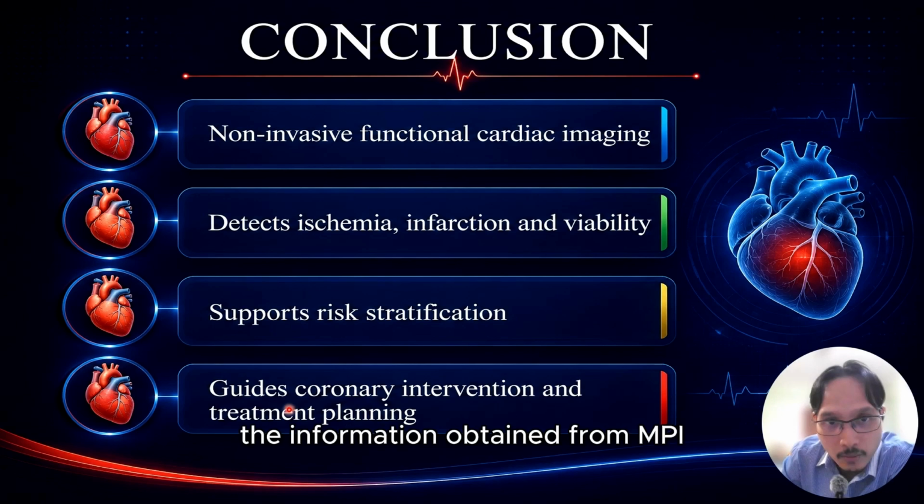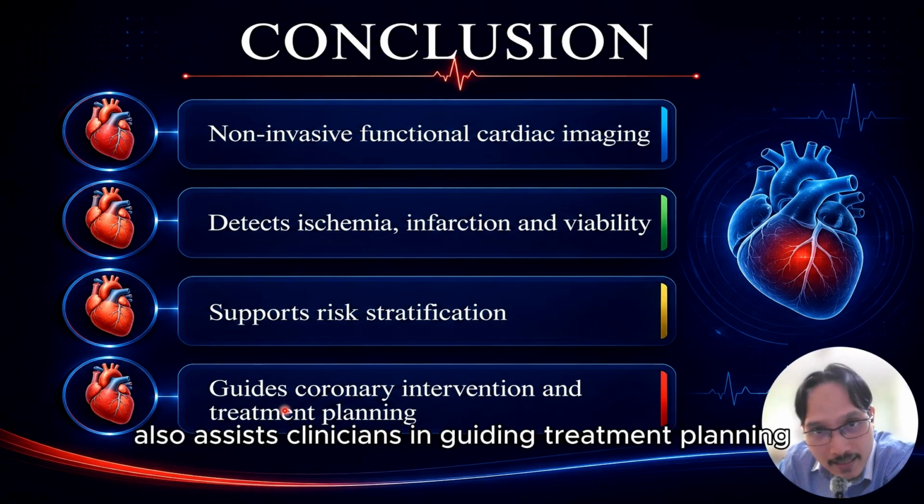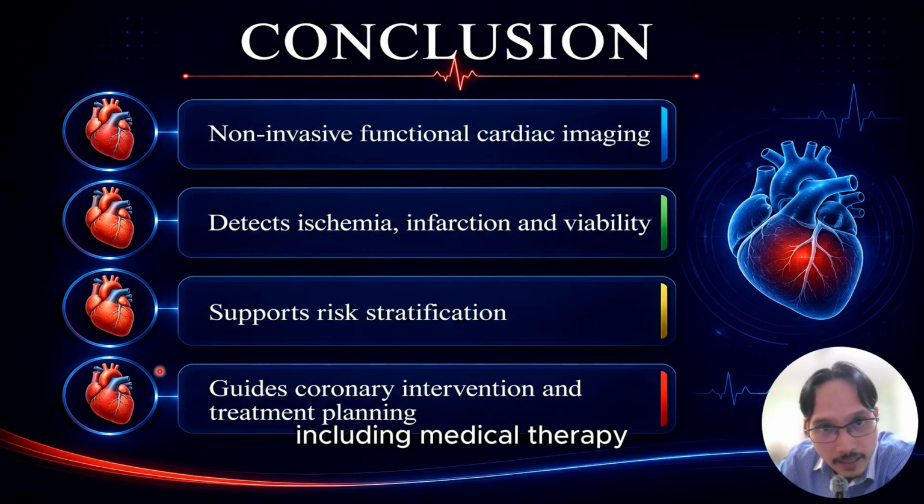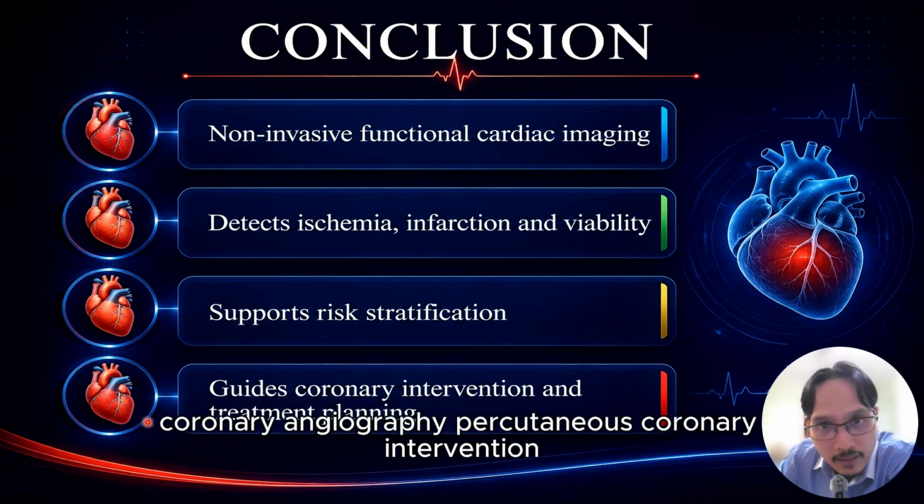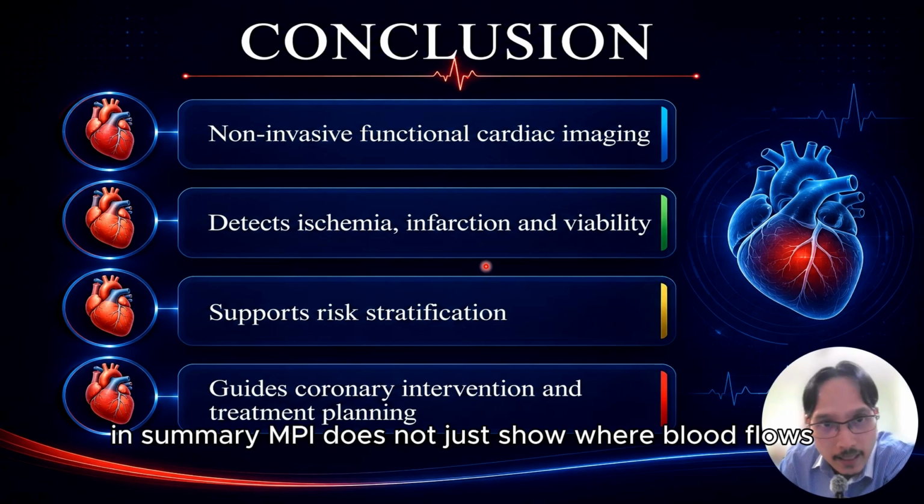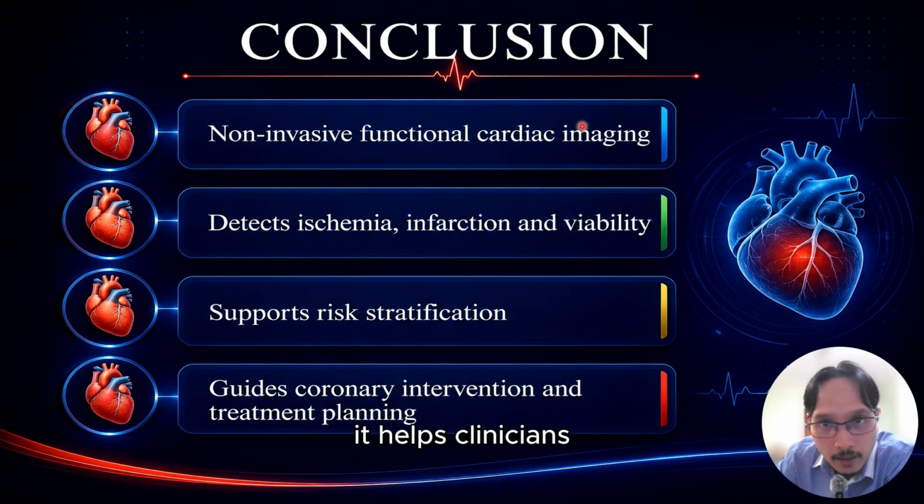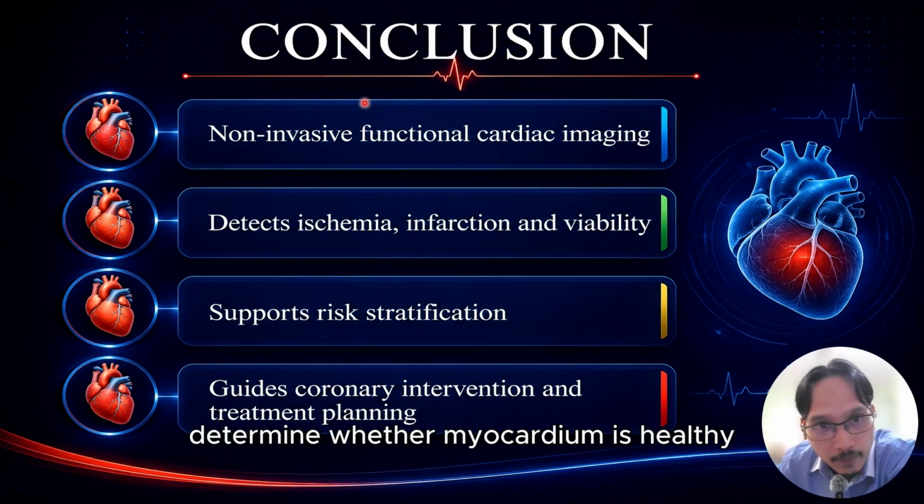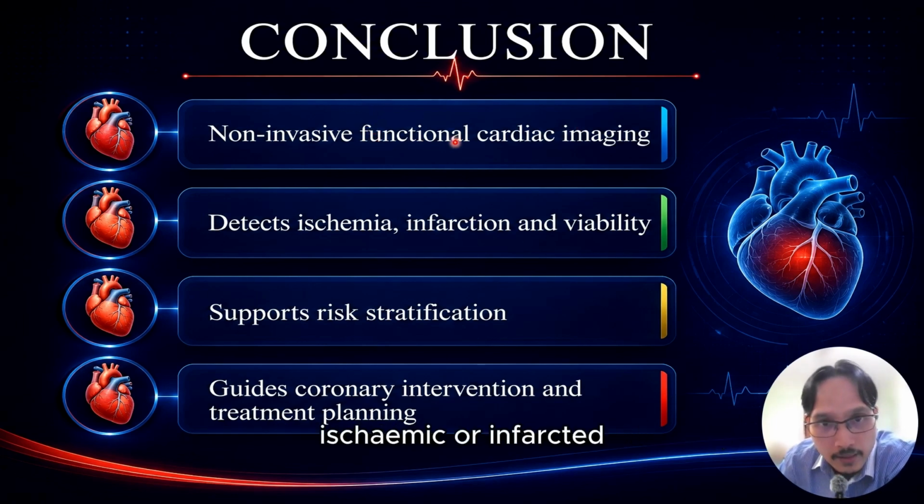The information obtained from MPI also assists clinicians in guiding treatment planning, including medical therapy, coronary angiography, percutaneous coronary intervention, and coronary artery bypass surgery. In summary, MPI does not just show where blood flows, it helps clinicians determine whether myocardium is healthy, ischemic, or infarcted, enabling better clinical decisions and improving patient outcomes.